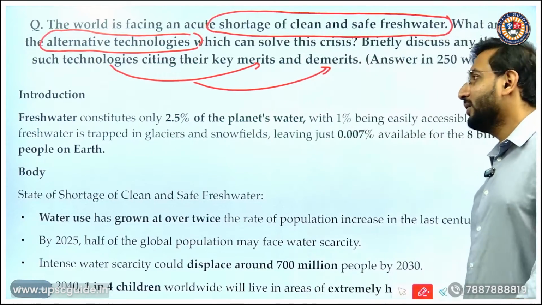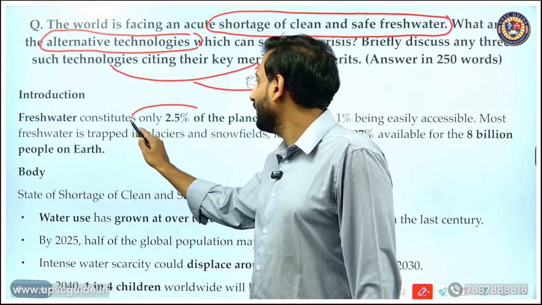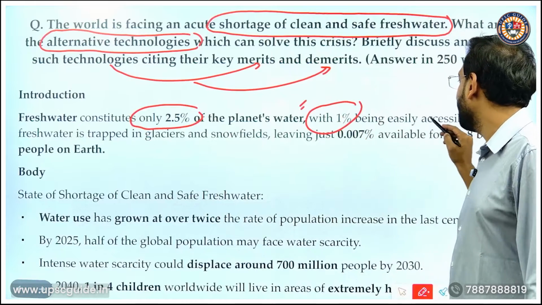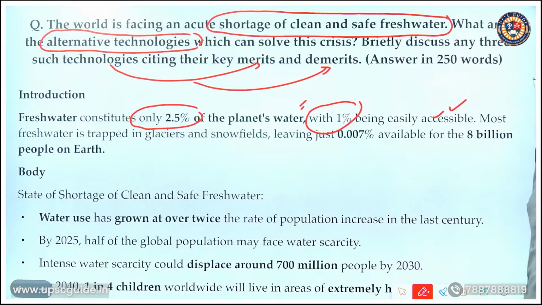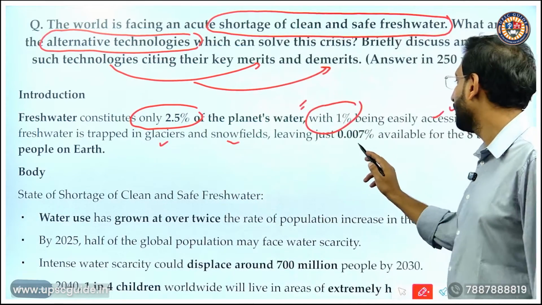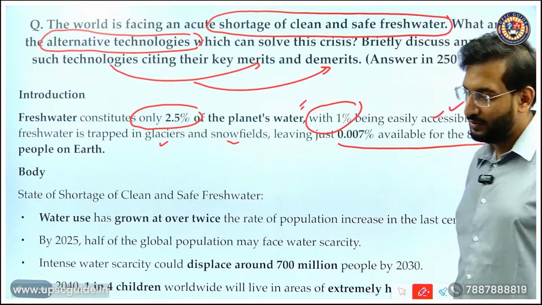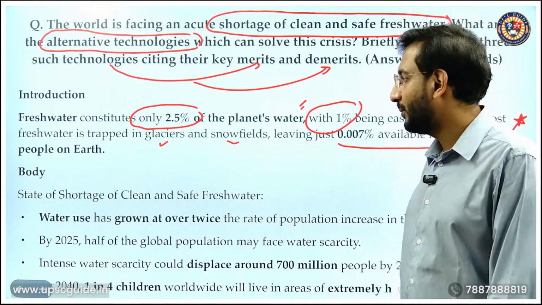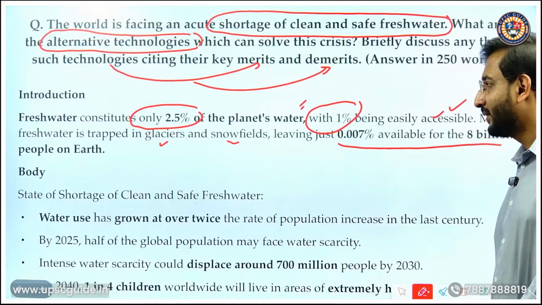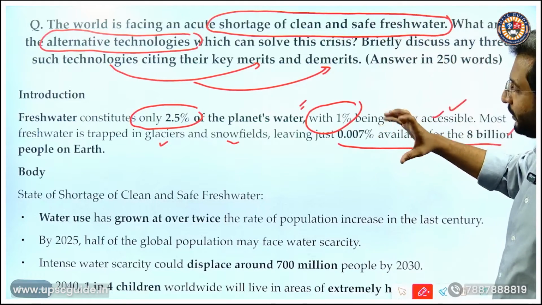You can start with basic data or facts about the availability of fresh water, that is only 2.45% of the planet's water, with only 1% being easily accessible. Almost all the fresh water is trapped in glaciers and snowfields, leaving just 0.007% for the 8 billion people on the earth. So water insecurity is going to be a huge problem in the coming years.